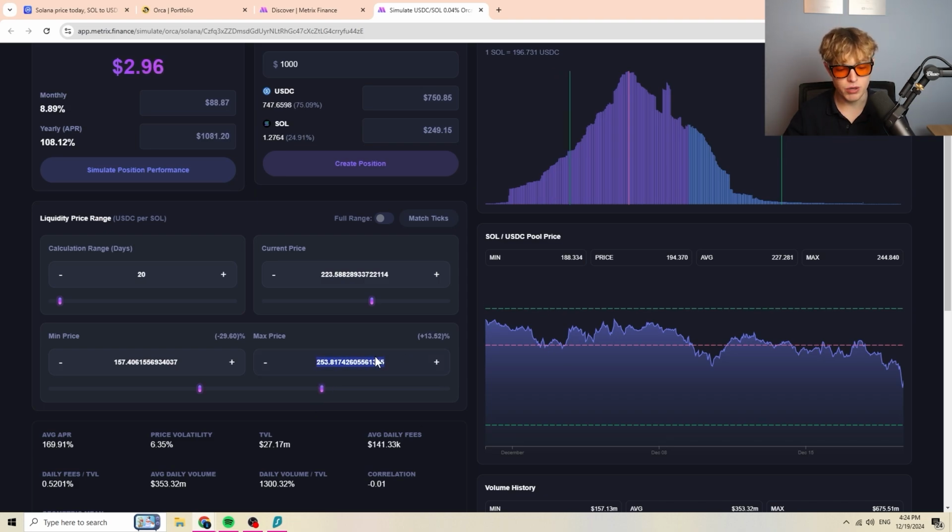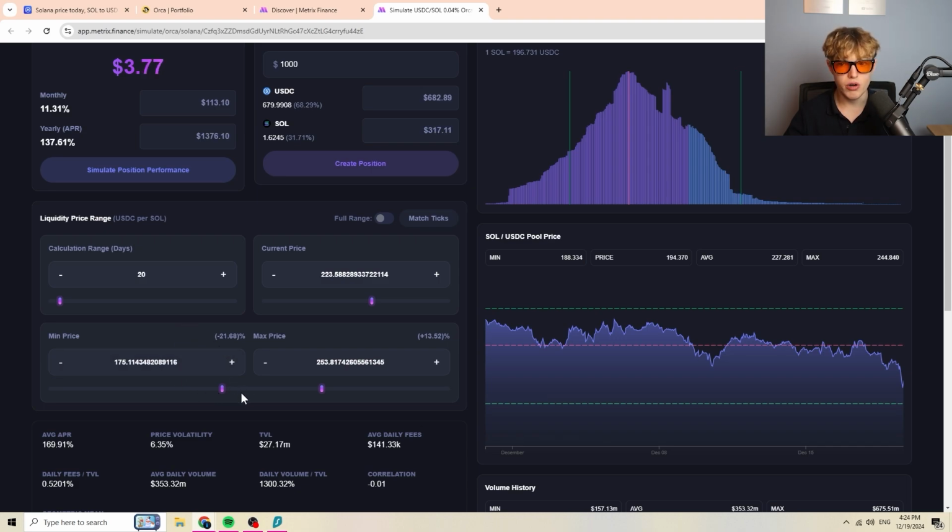I'm going to set my max price to about 253. This looks pretty wide for the max price, and I personally don't see Solana going above 253 in the next couple of weeks. Remember, this isn't financial advice. I'm not telling you what you should or shouldn't do with your money. It's just my opinion. And then for my min price, maybe Solana could dip down more. So I'm going to go still pretty lenient and go with about 175.